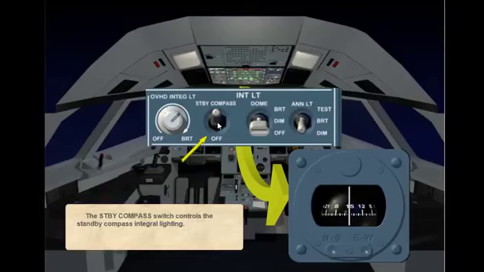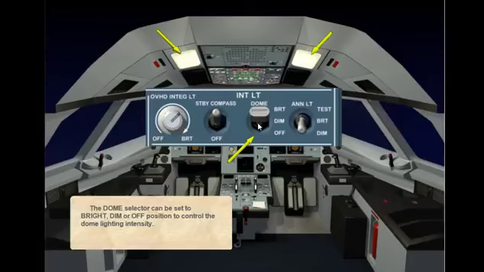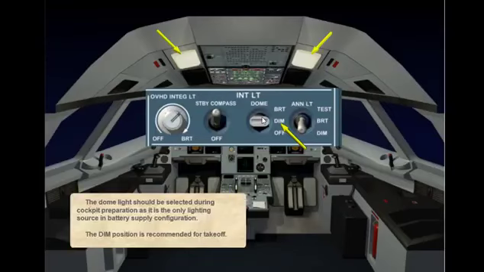Set the dome light selector to the bright position. The dome selector can be set to bright, dim or off position to control the dome lighting intensity. Set the dome light selector to the dim position. The dome light should be selected during cockpit preparation as it is the only lighting source in battery supply configuration. The dim position is recommended for takeoff.